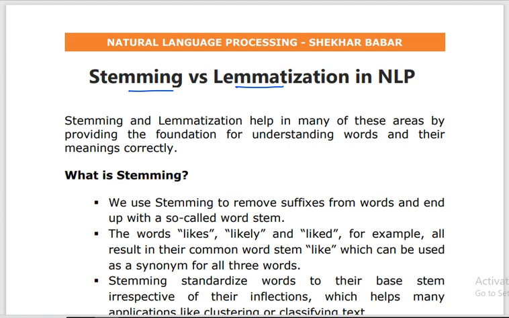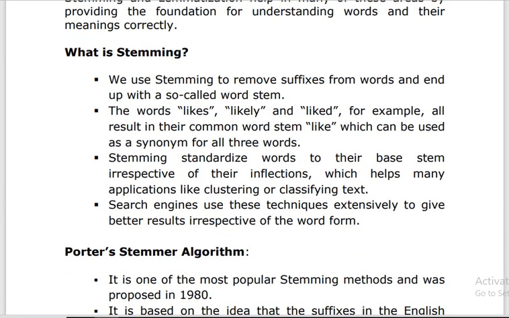So what exactly is stemming? Stemming is basically the process of removing the suffixes from a word so that the word can be converted into its word stem. The word stem is the root word, we can say. Here is an example: likes, likely, and like are three words derived from the word like. So this is the word stem. Likewise, we convert all the words into their word stem in the stemming process.